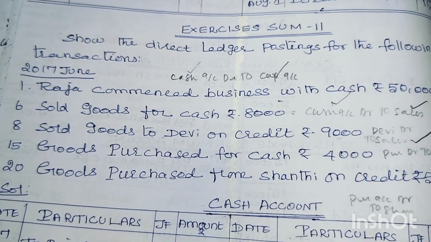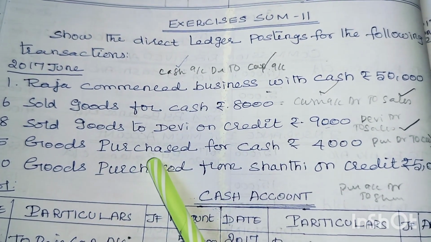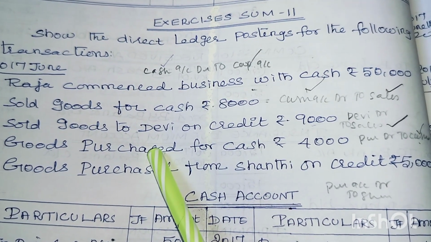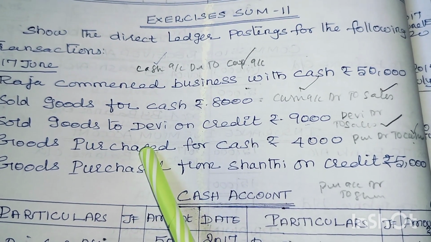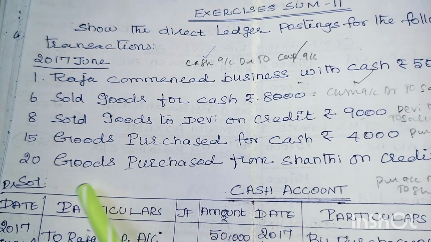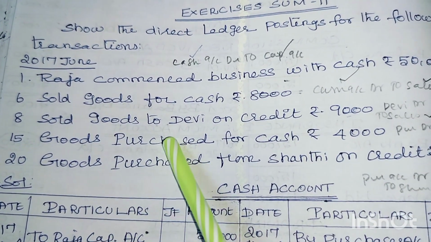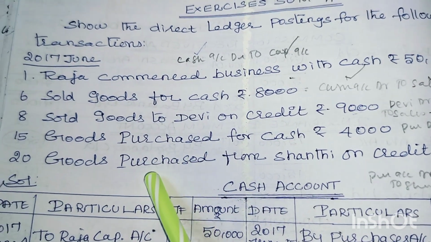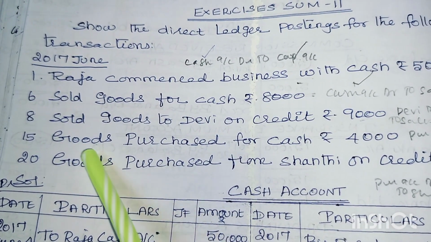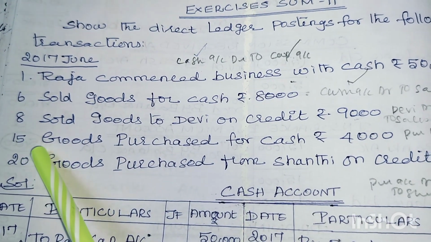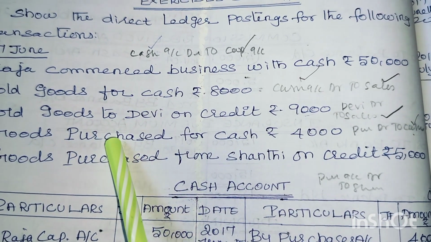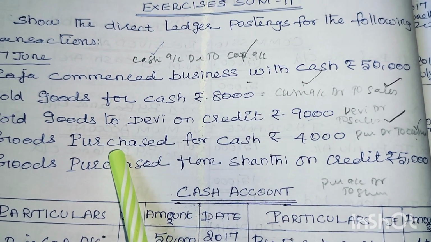Then what account is to be posted on the ledger? Goods purchase. So the purchases account will be posted on the ledger. When did the purchases account occur? There are two purchases transactions given here. First we take the 15th, goods purchased for cash, rupees 4,000. So the purchases account always comes on the debit side.